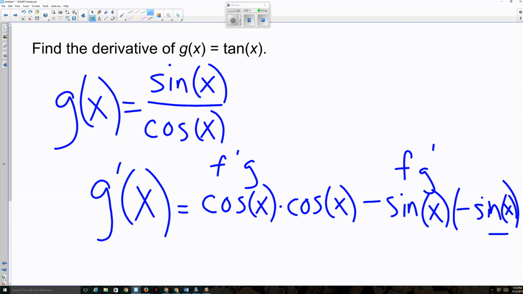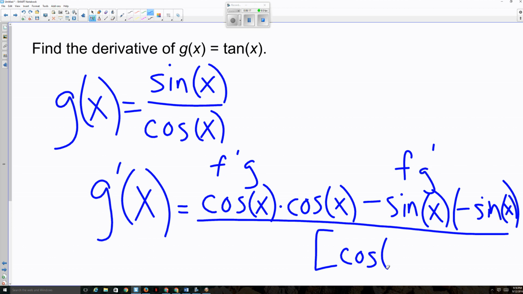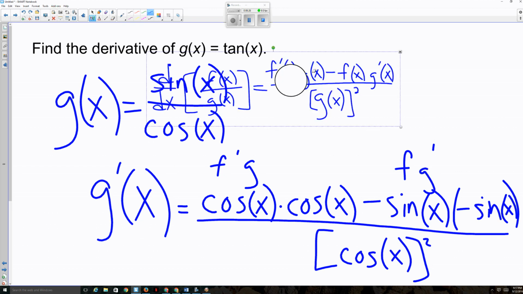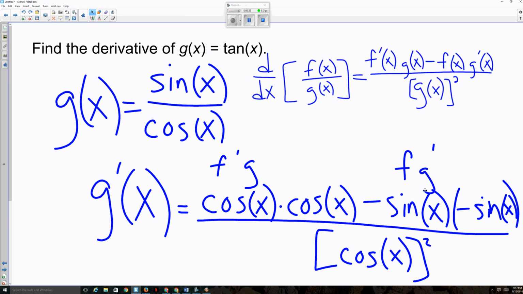Again, if any of this is going too fast for you, please pause it, and we will stay right here until you're done. Okay, so then we put that over g squared, right? Oh my goodness, I should practice this before I do this. So there, we follow that.